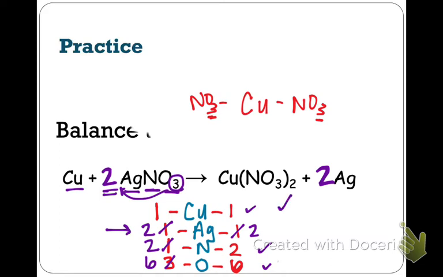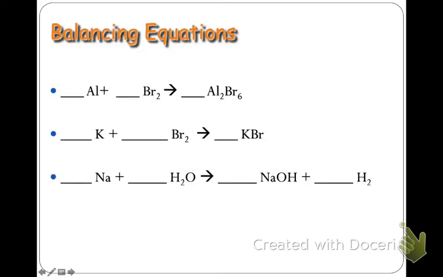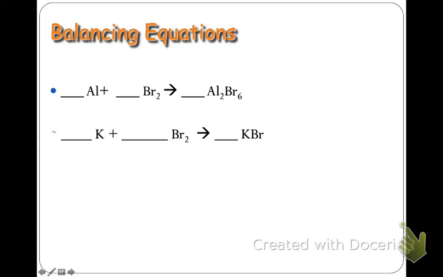I've got 1 copper on both sides, 2 silver on both sides, 2 nitrogen on both sides, 6 oxygen on both sides. So this is a balanced chemical reaction. Okay, so we assume here that this is a 1 and this is a 1, but you don't have to write in the 1s. You can just leave them off. Let us try a couple here, and then I'll let you do one on your own.